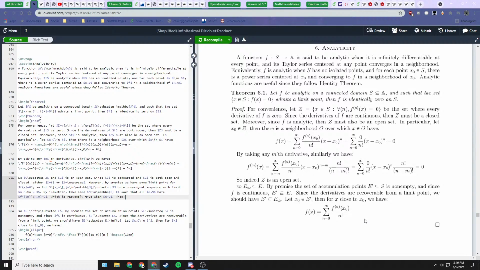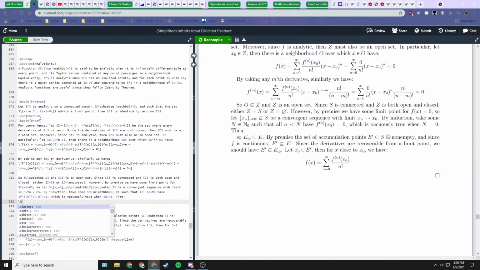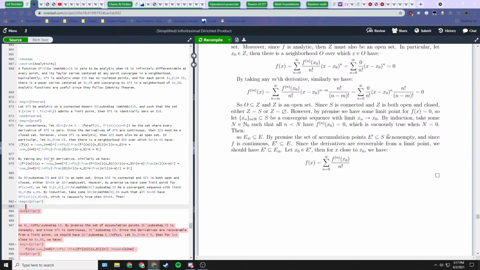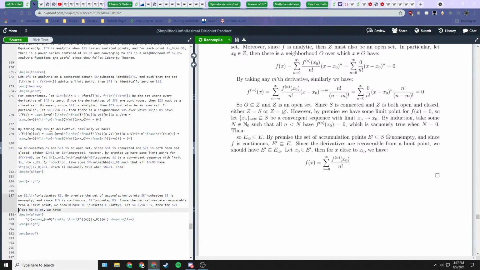Then we have f of x sub n is this. Actually, let's use a different indexing. x sub n, that'll be a little better.